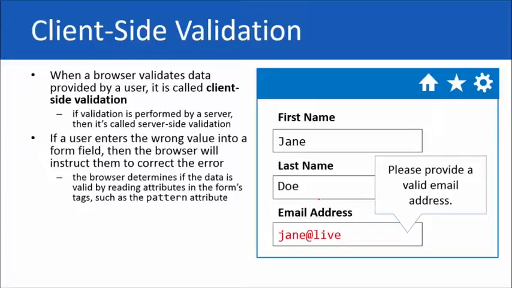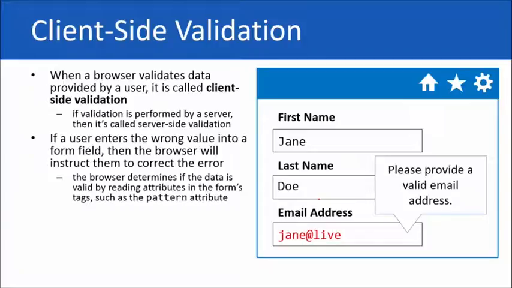If a user enters the wrong value into a form field, we also want to make sure that the browser instructs them to correct the error. So notice it's not just saying, please provide an email address in the little pop-up on the right, but rather, provide a valid email address. Here we have Jane@live, and maybe that's supposed to be .com or .org, but we can set up a form so that people actually have to enter proper email addresses or telephone numbers.